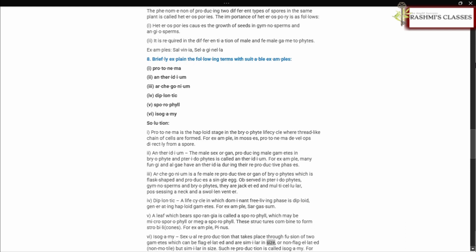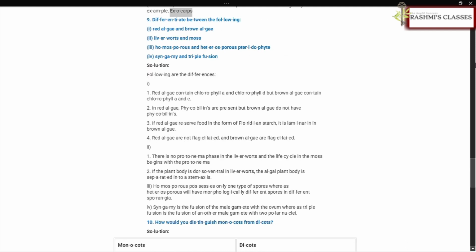are similar in size, or non-flagellated, non-motile, but similar in size. Such reproduction is called isogamy. For example, Ectocarpus. 9. Differentiate between the following. 1. Red algae and brown algae. 2. Liverworts and moss. 3. Homosporous and heterosporous pteridophyte. 4. Syngamy and triple fusion.